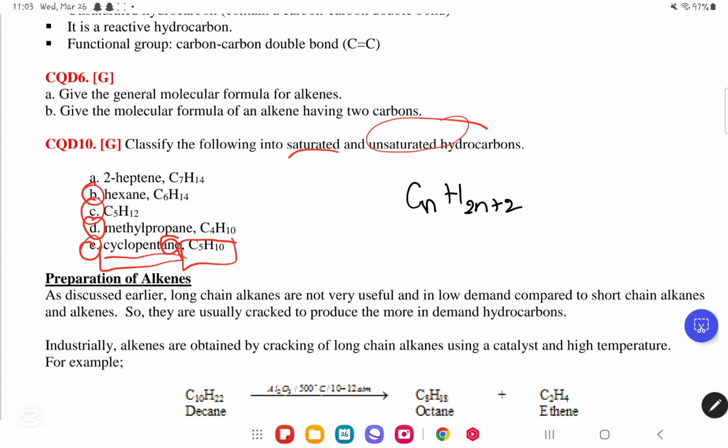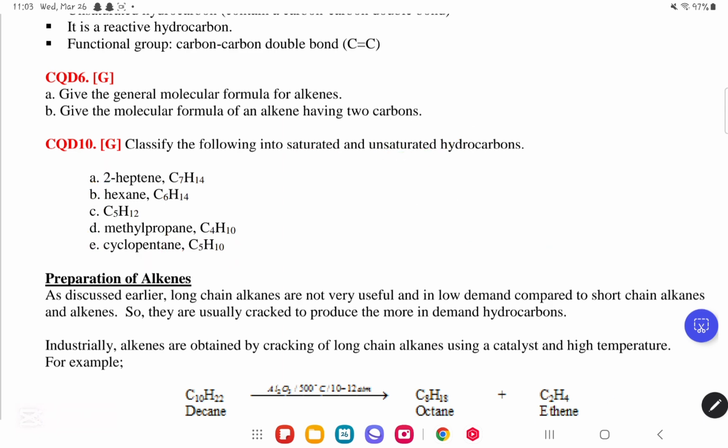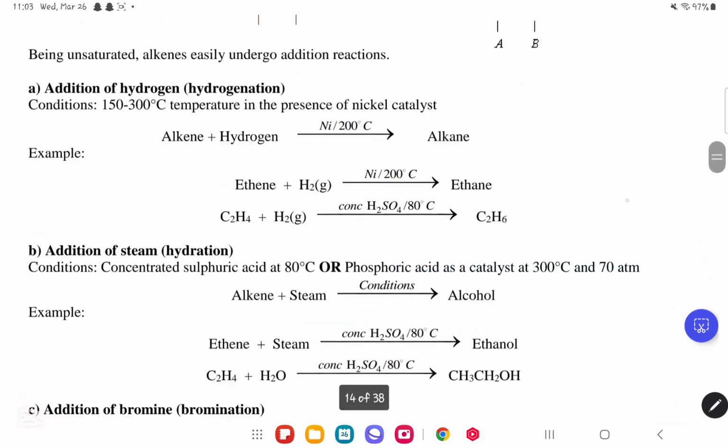So do not only focus on the general formula, but also on the naming. If it ends with ane, then it's an alkane. If it ends with ene, then it is an alkene. And that leaves us with unsaturated being only heptene. So that's pretty much it for CQD number 10. We'll find the next question.